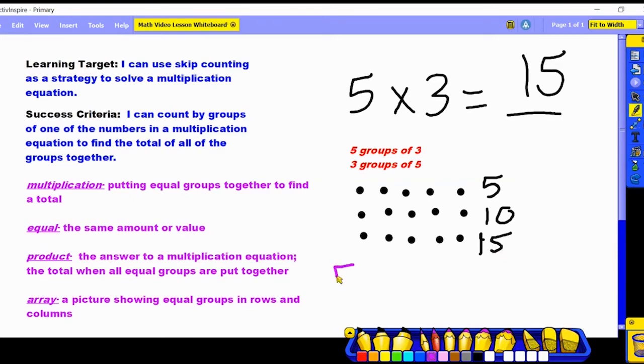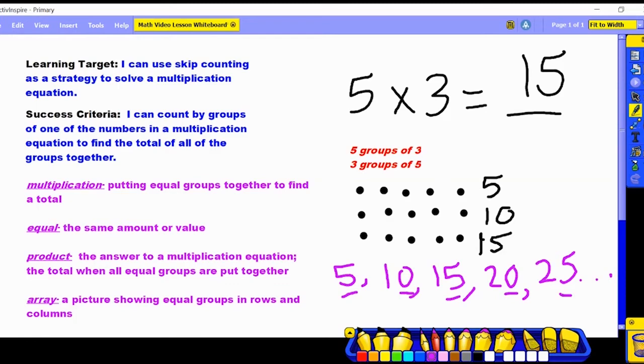So we start with 5, and then we say 10, 15, and next, if we added 5 more, that's right, it would be 20. If I added 5 more, it would be 25. So hopefully you're seeing there's this pattern of, in our ones place, we either have a 5 or a 0, and it alternates.